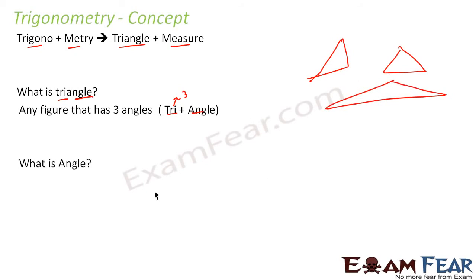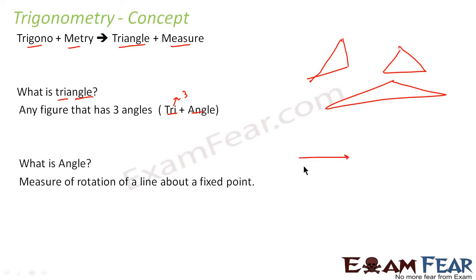What is angle? It's a good question. Angle is rotation of a line about a fixed point. For example, we have this line AB, and let's suppose we take this point B fixed, we rotate this point B here. So here what we get is B dash. So this is nothing but angle. Angle is nothing but measure of rotation of a line about a fixed point.